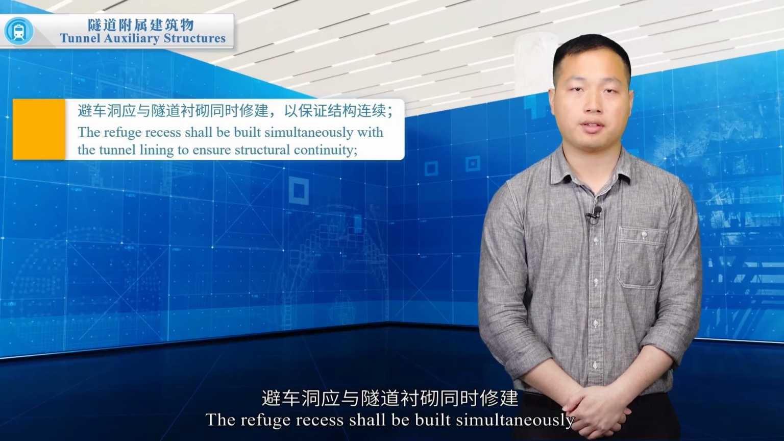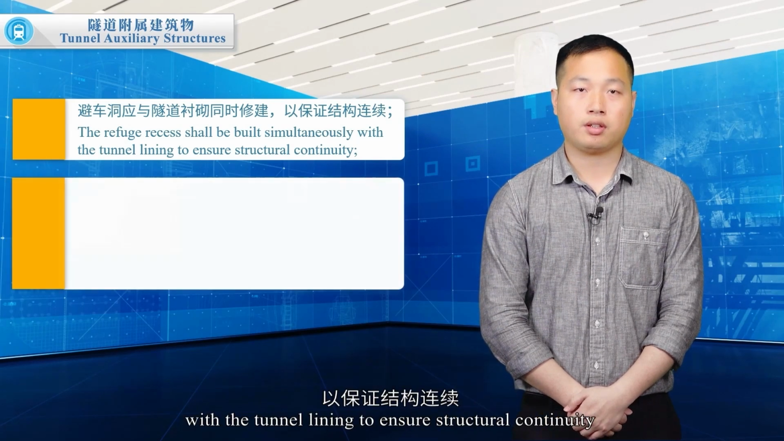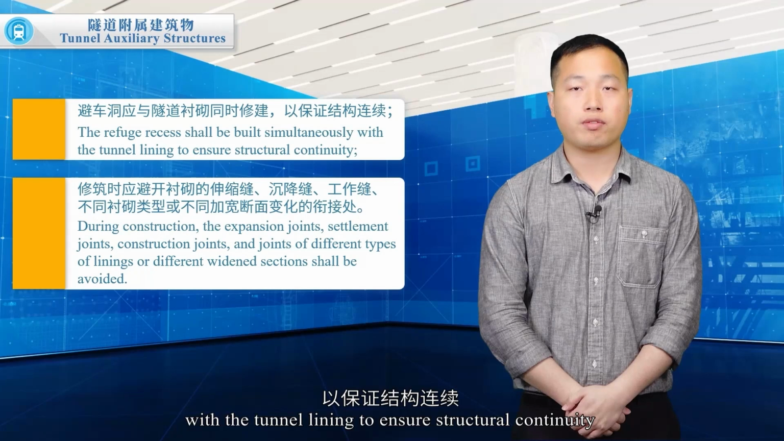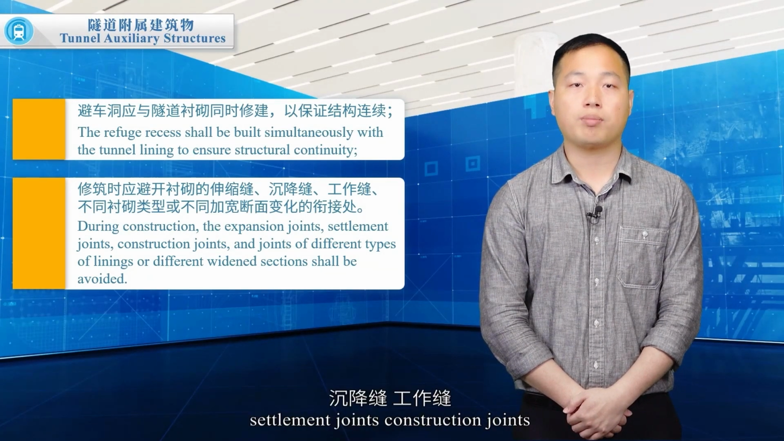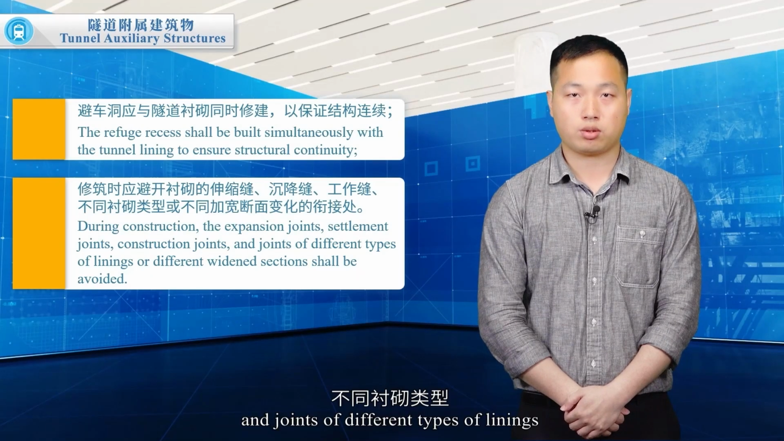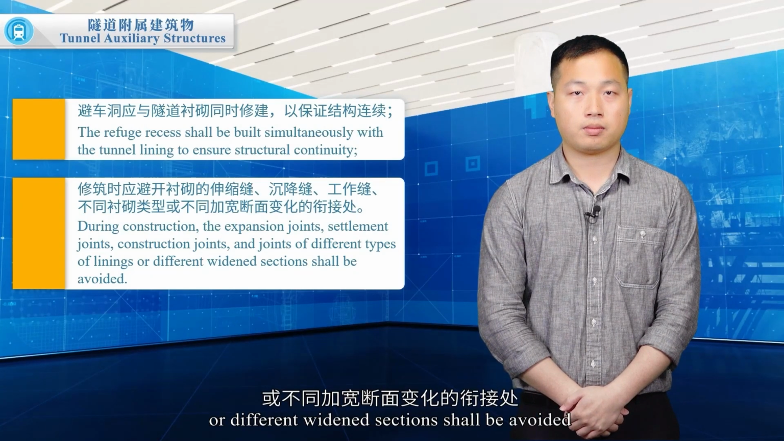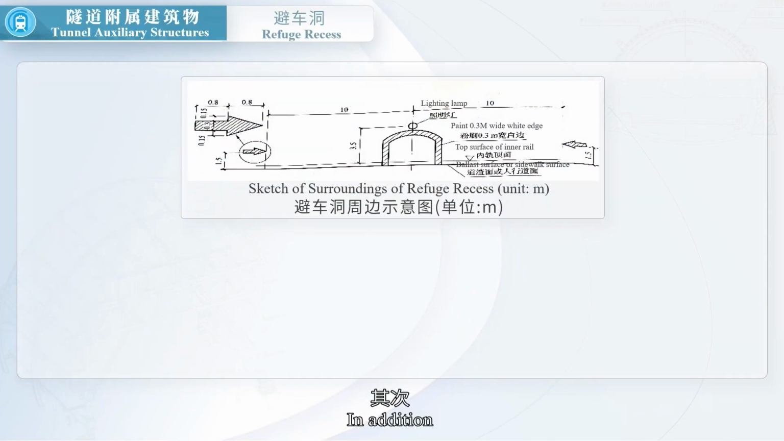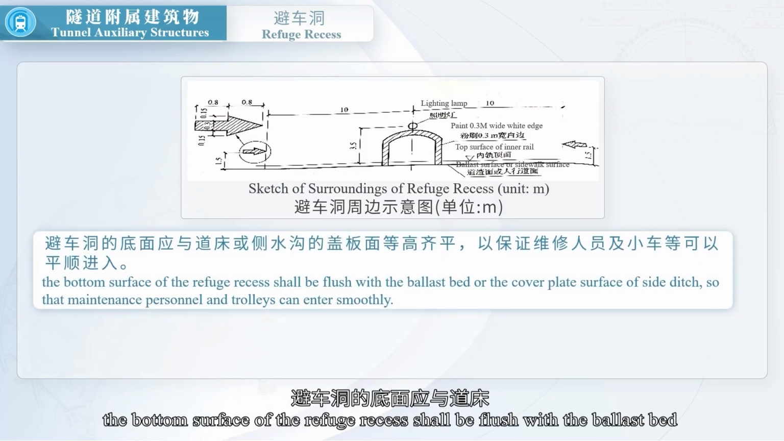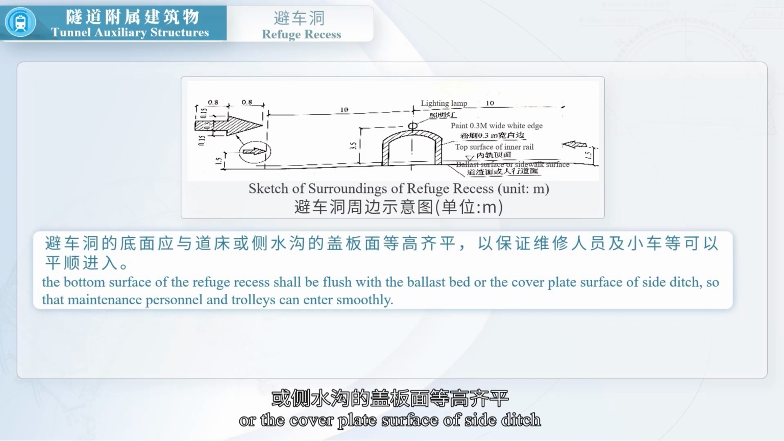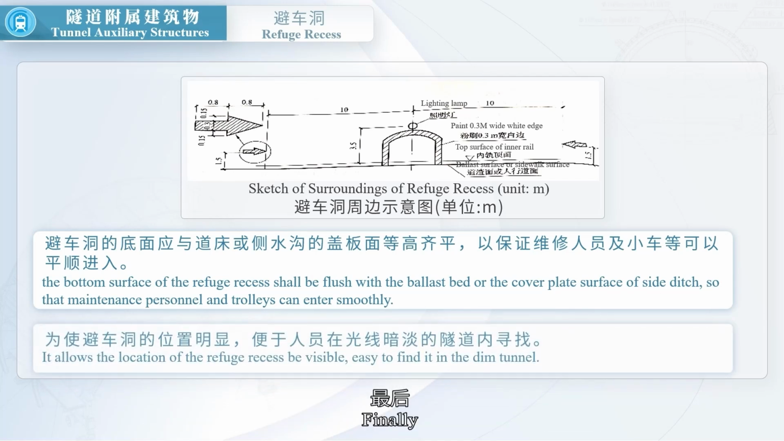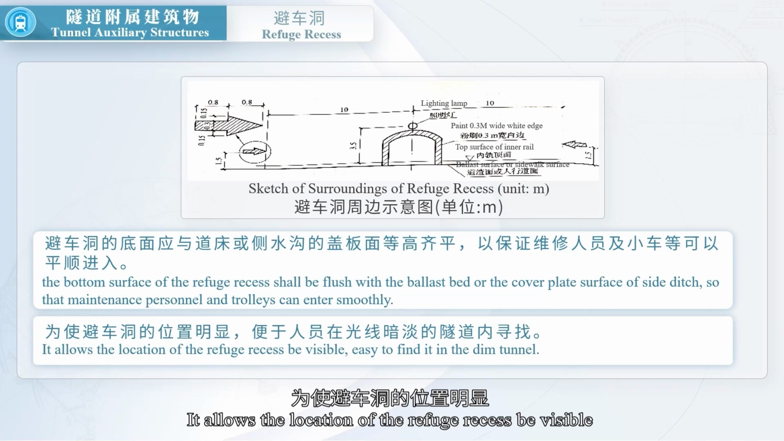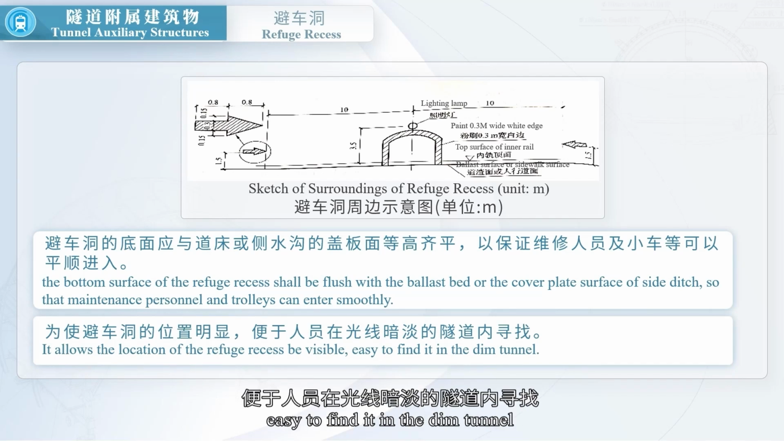The refuge recess shall be built simultaneously with the tunnel lining to ensure structural continuity. During construction, the expansion joints, settlement joints, construction joints, and joints of different types of linings or different widened sections shall be avoided. In addition, the bottom surface of the refuge recess shall be flush with the ballast bed or the cover plate surface of side ditch, so that maintenance personnel and trolleys can enter smoothly. Finally, it allows the location of the refuge recess to be visible, easy to find in the dim tunnel.